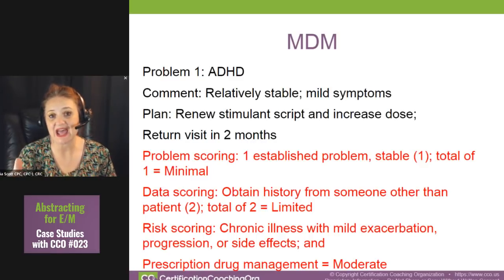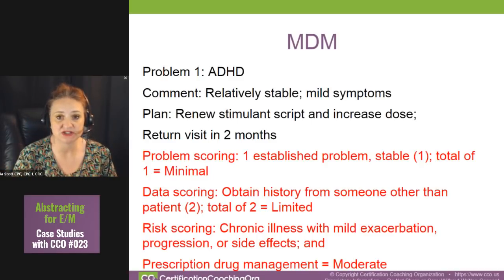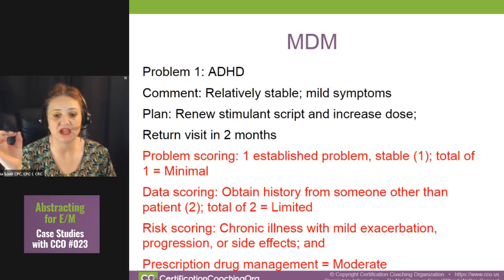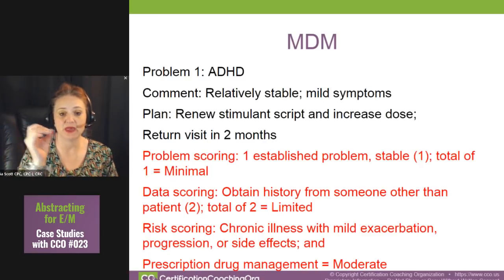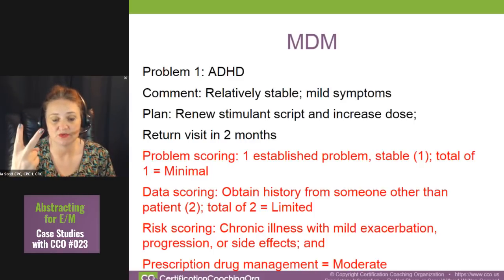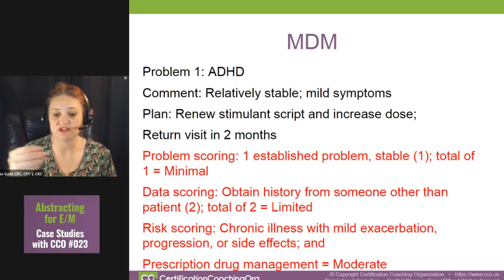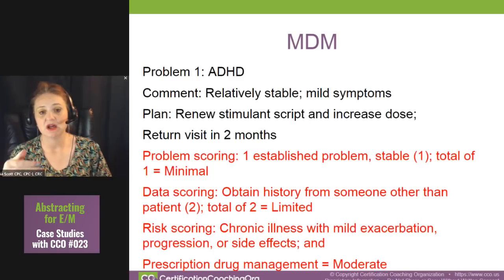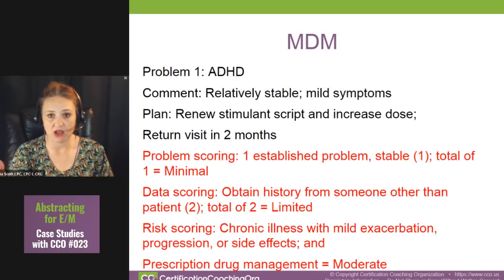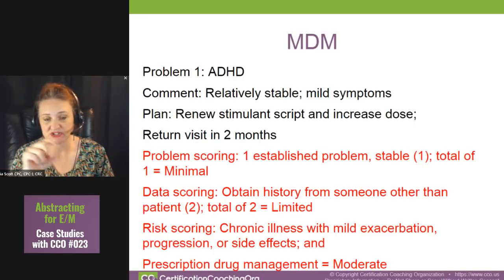When you're talking about the data, which we talked about in the list on the previous slide, we've obtained a history, and not only did we obtain it from the patient, but also the mother. So that's 2. We get a total of 2, which is limited. And then the risk scoring. Well, this is a chronic illness, right? ADHD is chronic, and it has only mild exacerbation from what they're still having effects, right?